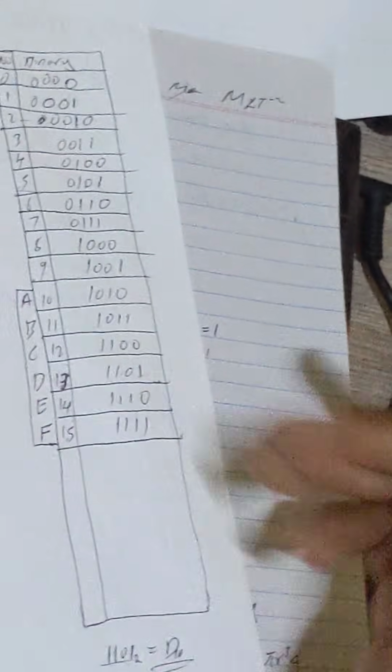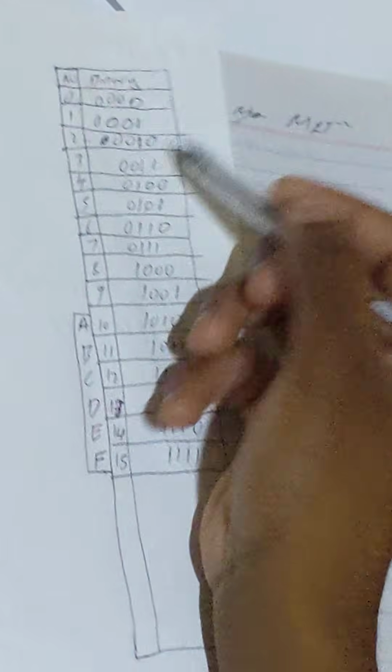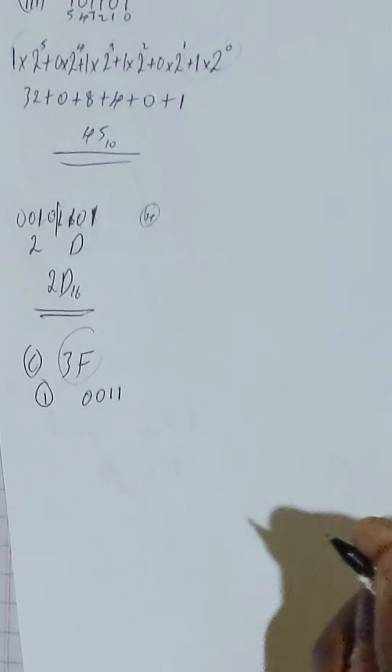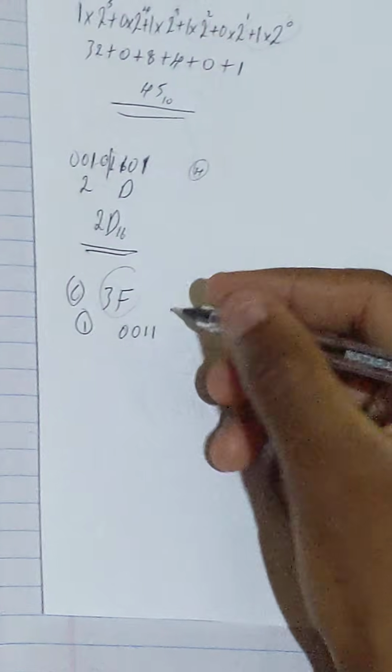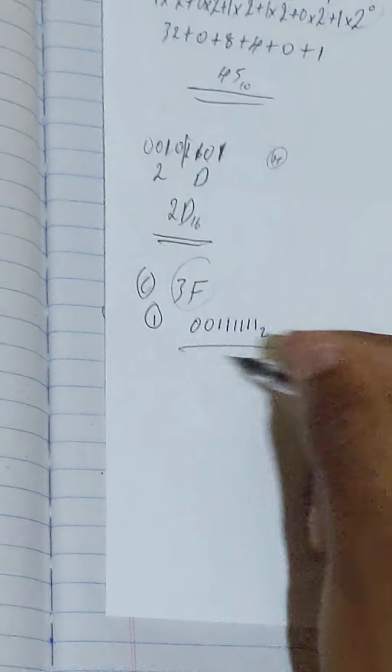So 3F in binary, you go back to your table, just go back to this table now. You have that table you're used to making. So you have 3. What is 3 in hexadecimal? So it's 0 0 1 1. And then F is 1 1 1 1, 4 ones, and 1 1 1 1 in base 2, and you are done.